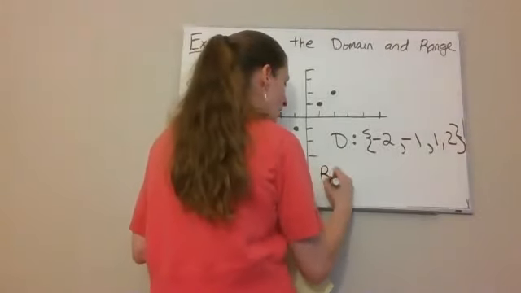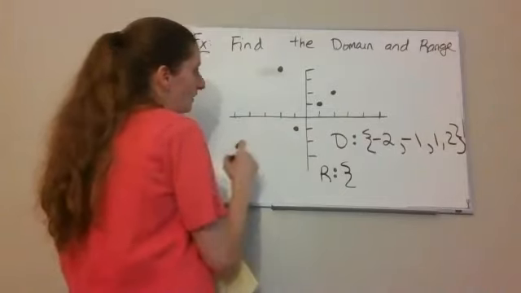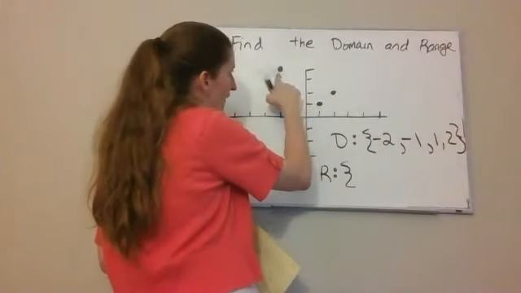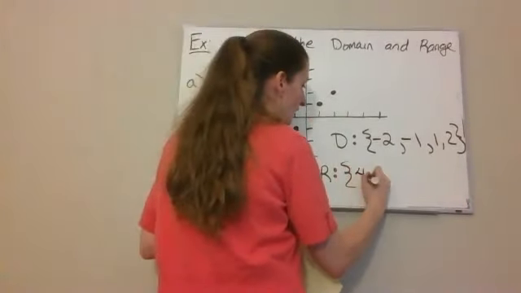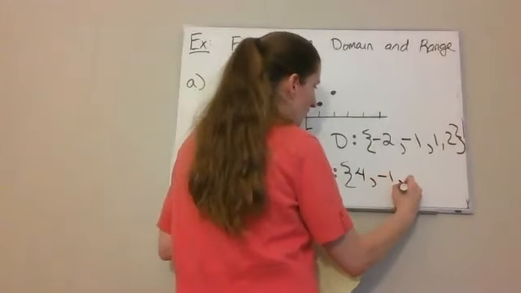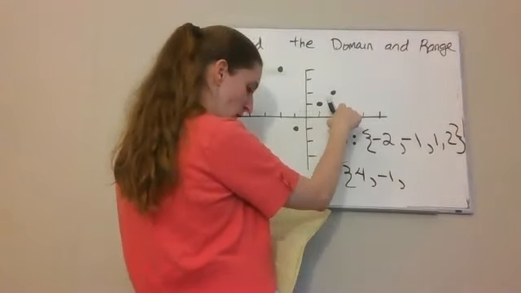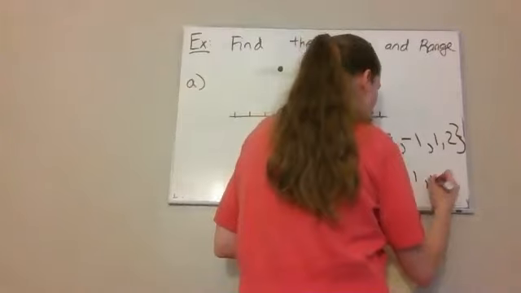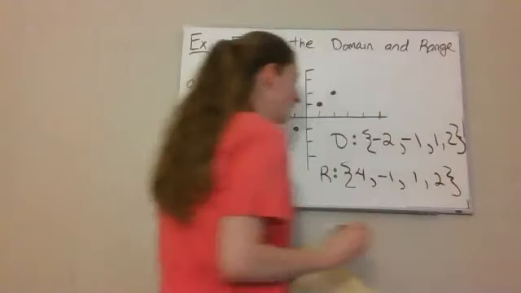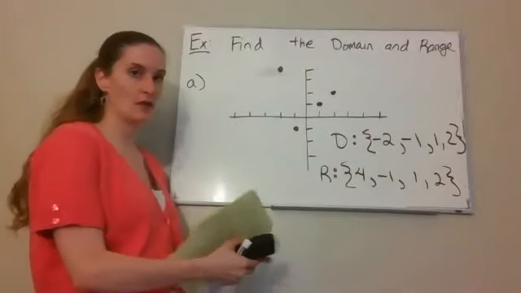Now for my range, we need y values. The y value of this first point is 4. My second point has y value -1. This one has a y value of 1 and a y value of 2. So my range is 4, -1, 1, and 2. That one's not too bad.